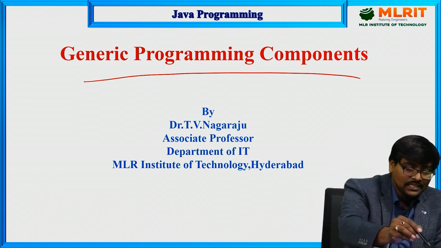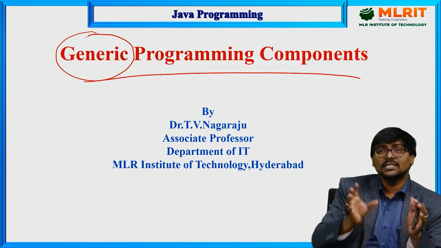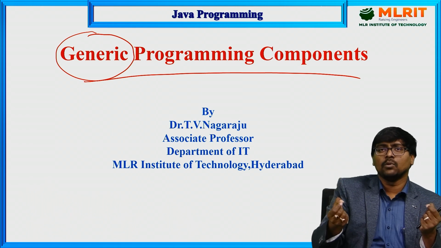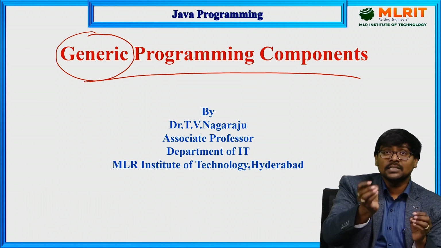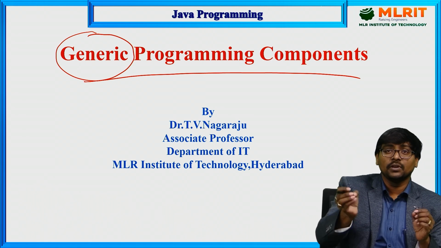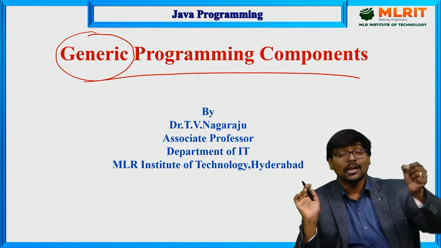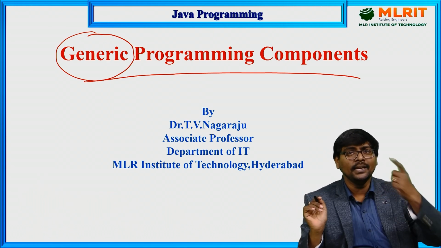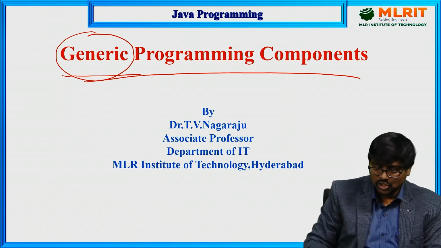Now, what is the term generic? The name itself specifies it is general. For example, if you are using a variable of type integer, float, or character, the variable is specifically an integer type which holds only integer values. Generic means it can accept any type. So, a general, common name is called generic.